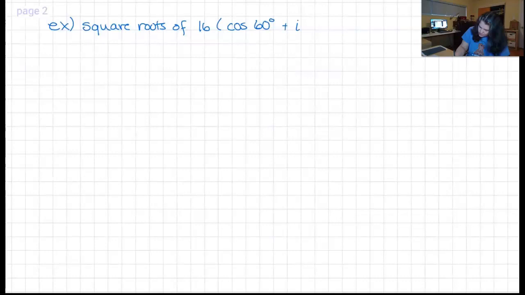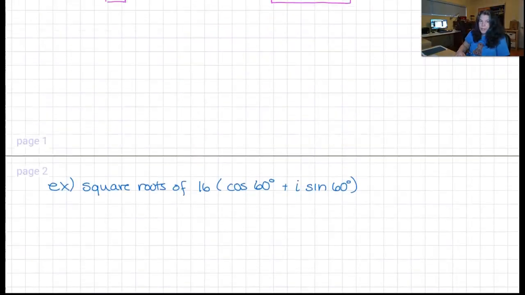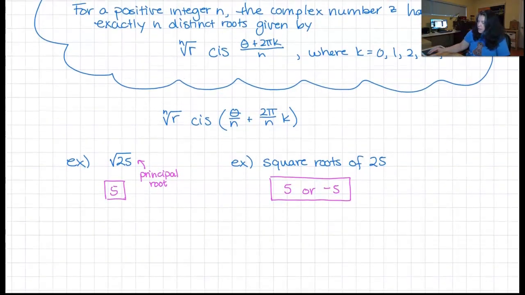All right, what if we want the square roots of 16 cosine 60 degrees plus i sine 60 degrees? What I like to do is a little bit of work ahead of time, and then I do my answer. So I'm going to go back really quickly to this form of the formula right here. I find what the nth root of r is, and sometimes it's straightforward. Sometimes it takes a little bit of work though, so it kind of depends.